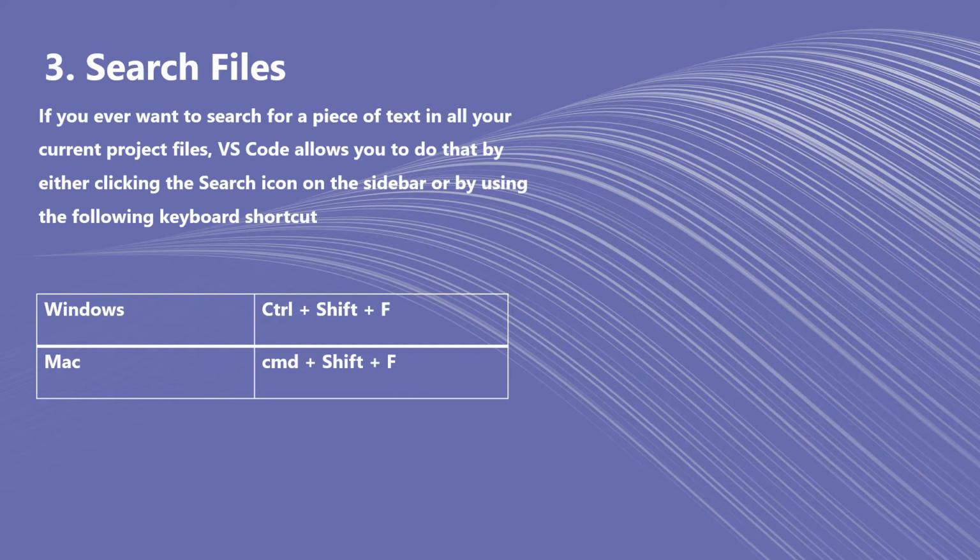If you ever want to search for a piece of text in all your current project files, VS Code allows you to do that by either clicking the search icon on the sidebar or by using the following keyboard shortcut: Ctrl Shift F, or in Mac Command Shift F.